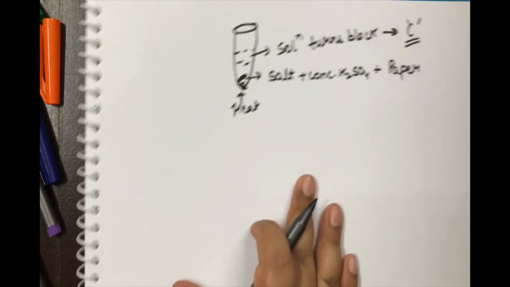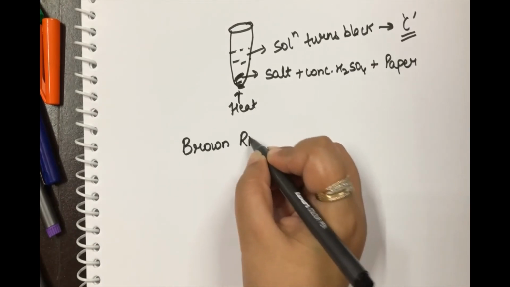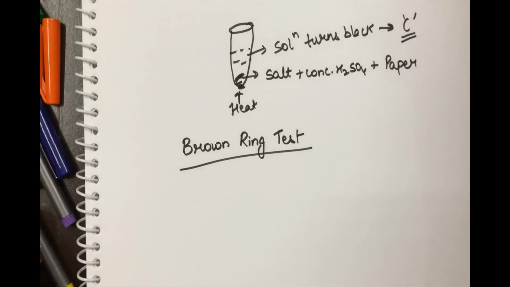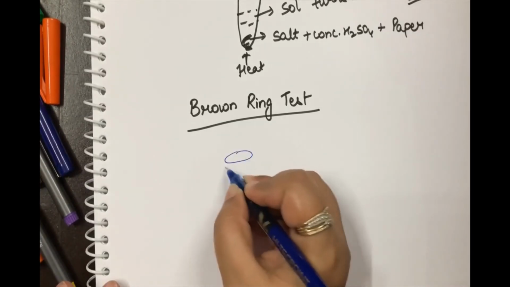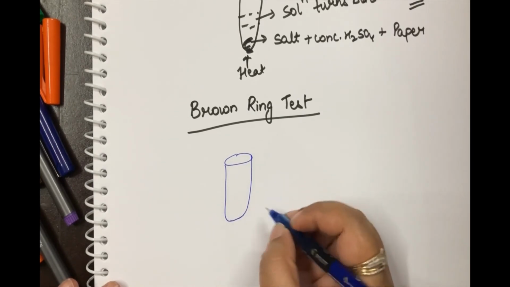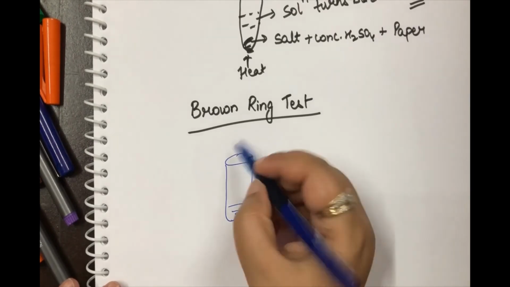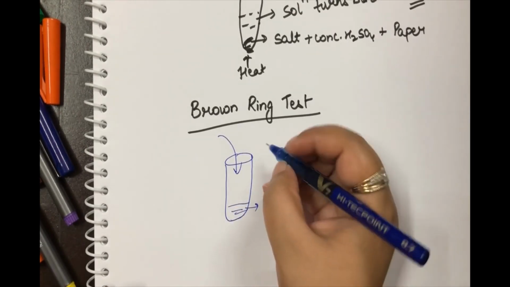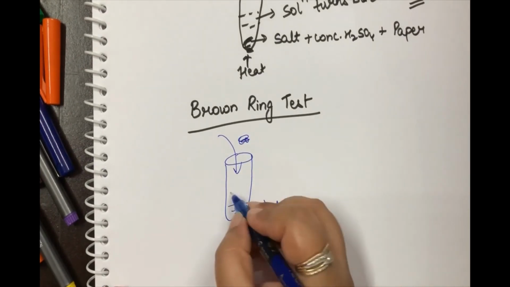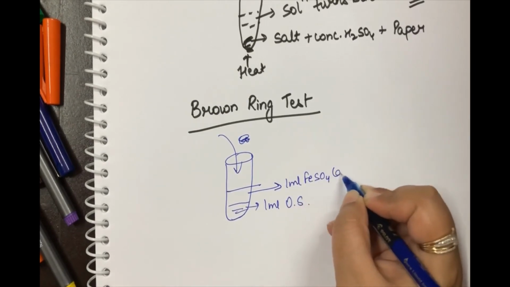And that is why, just to avoid this confusion, there is one more confirmatory test that you can do, and that is called the brown ring test. And this test is again important from the point of view of Viva. Now what we do is we take a test tube, and in this test tube we take 1 ml of my original solution, and after adding 1 ml of original solution here, I will add 1 ml of ferrous sulfate solution.